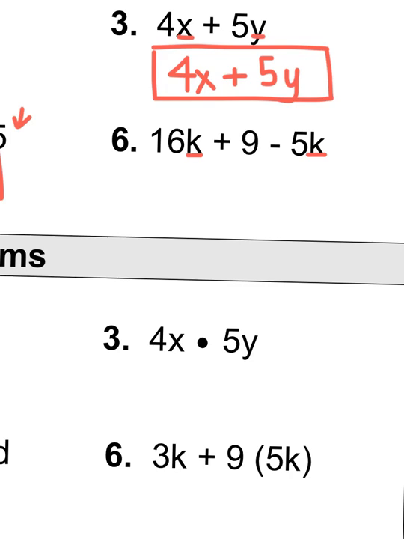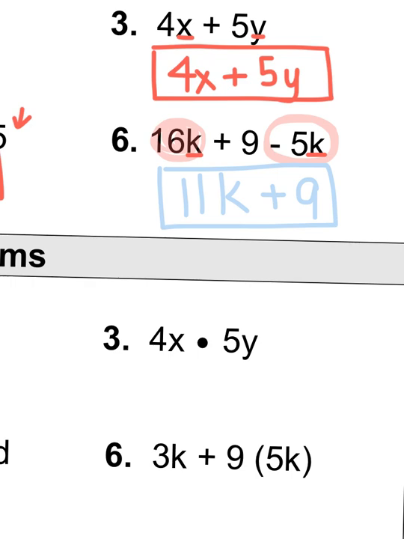Looking at number 6, we're looking for like terms. They have to have the same variable. So when we are combining these, I want you to be sure that you see that this is 16k. However, this is what most 8th graders miss. This is negative 5k, or minus 5k. So if we're combining these, we'd have 16k minus 5k. That would give us 11k. Don't leave off that plus 9. The 9 and 11k are not like terms. So therefore, it is in simplest form.